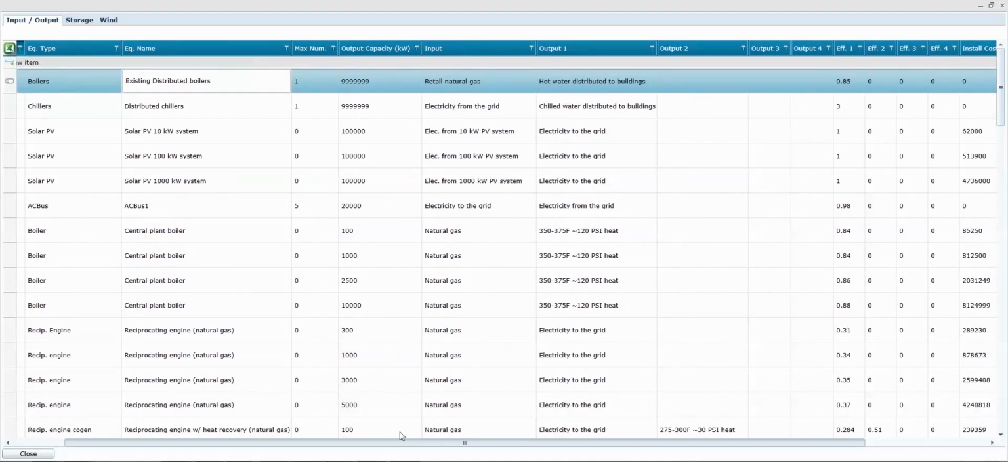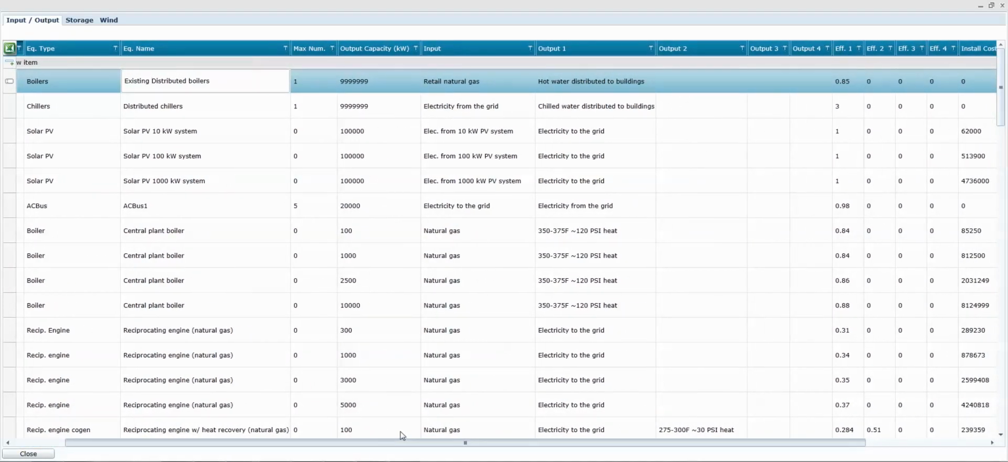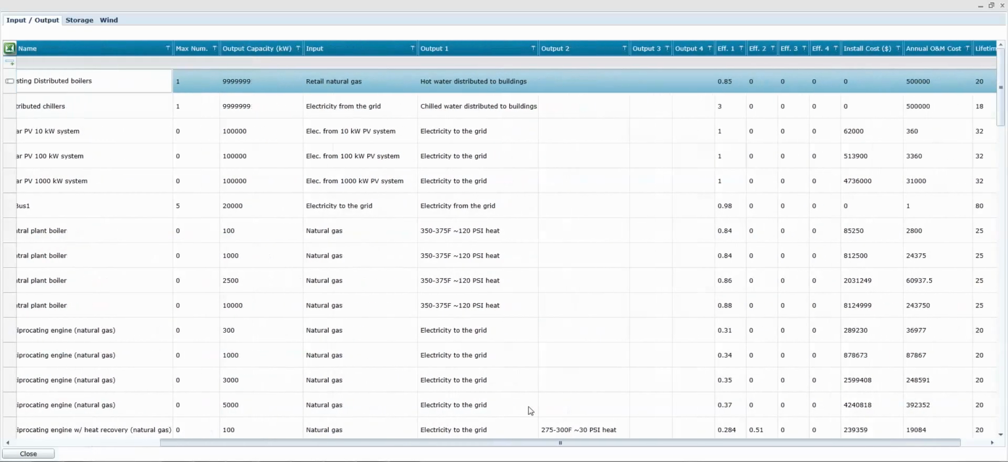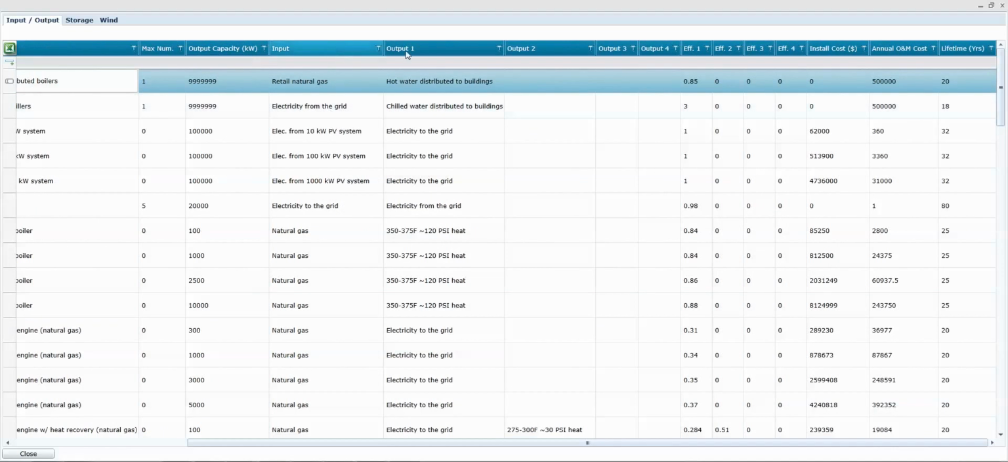We're going to talk about sizing distributed equipment in another video, and it will give specific information on how to cost that equipment as well. We have inputs and outputs for each piece of equipment. So just a single input and then multiple potential outputs. Here for these boilers, they're going to take in retail natural gas.